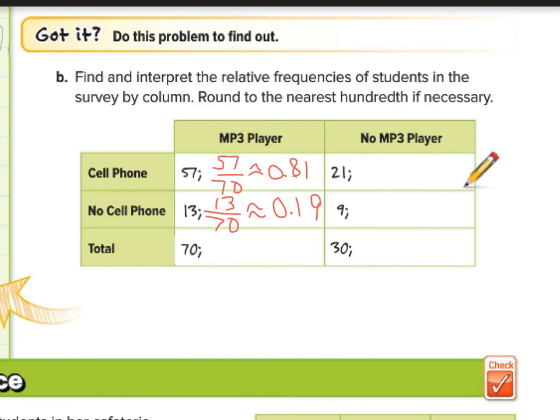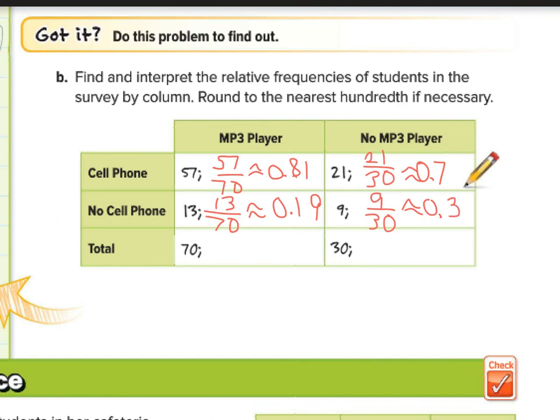And then for the no MP3 players, but with cell phones, we have 21 out of the 30. And with no MP3 player and no cell phone, we have 9 out of 30. And in percentages, that's approximately 70%. I should write it as a decimal: 0.7 and, approximately again, 0.3.